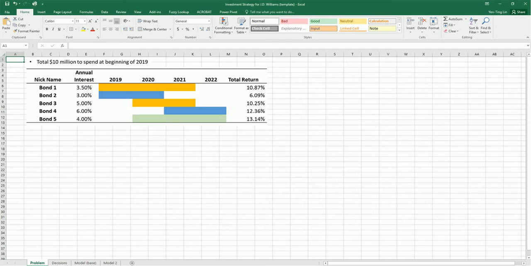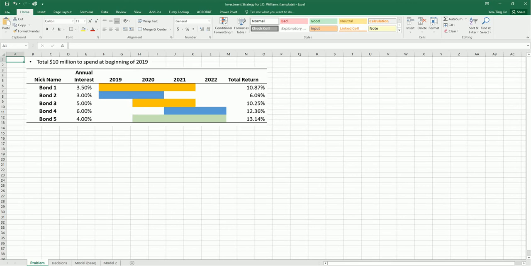Hi, I'm going to talk about this JD William case. This company has $10 million to invest in 5 bonds. The bonds are available at different times and mature for different amounts of time. For example, bond 1 has a maturity of 3 years and is available at the beginning of 2019.